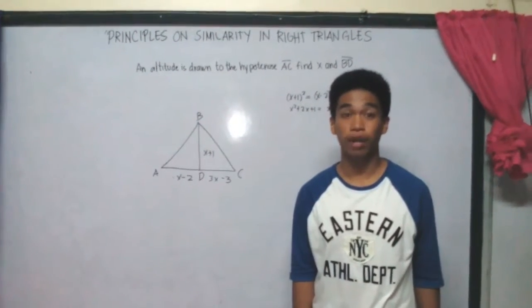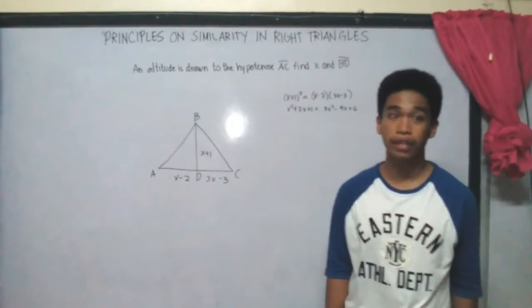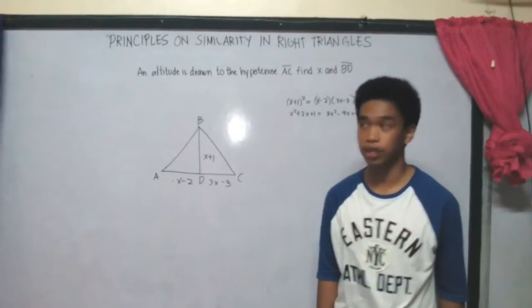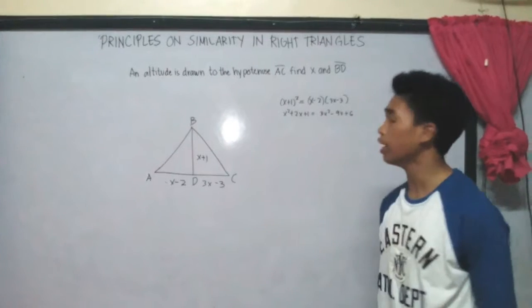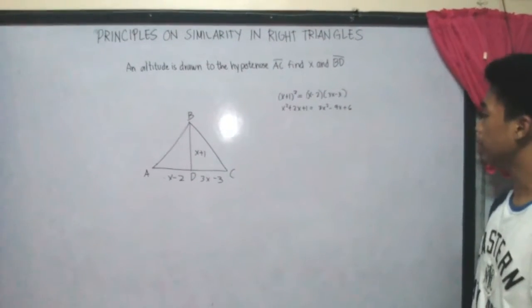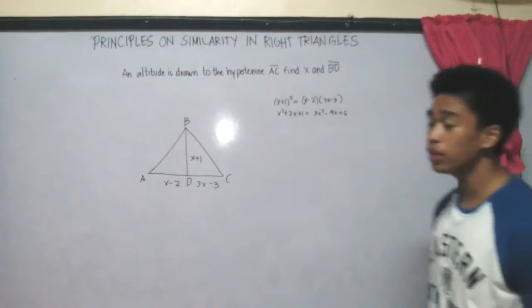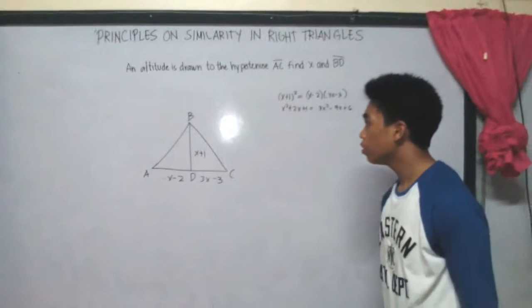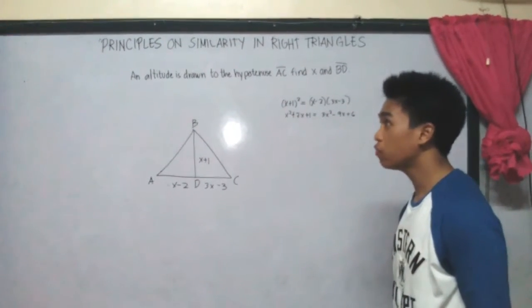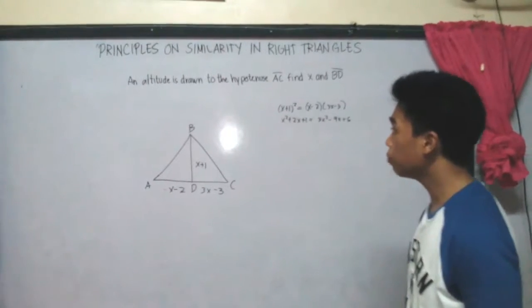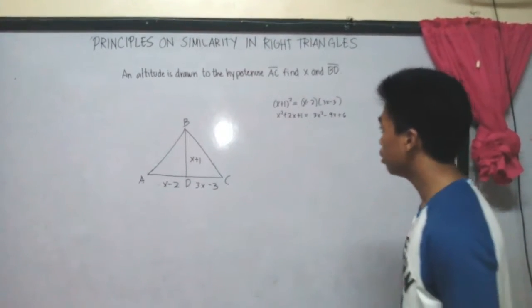Now, what if variables are introduced in exercises applying Principle 8? So, an altitude is drawn to the hypotenuse AC. Find x and BD. Based on corollary 1, in order to find the altitude, you must find the geometric mean between the segments created by dropping the altitude.